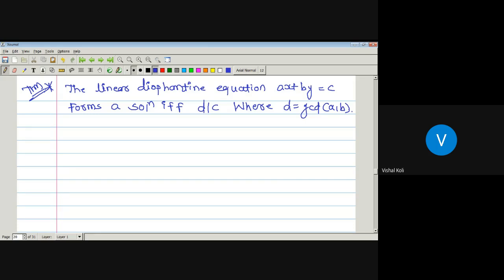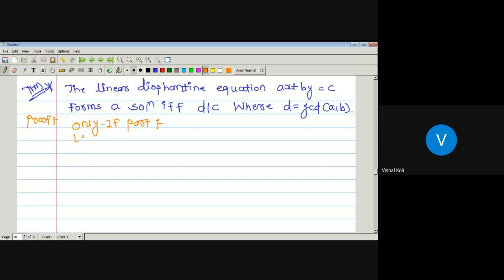It means if the linear Diophantine equation has a solution, it implies that the GCD of a and b must divide c, and whenever the GCD of a and b divides c, then the corresponding linear Diophantine equation has a solution. Okay, so the proof we have to see in two parts as it is an if and only if statement. So first the only if part. In that case we will take the linear Diophantine equation as having a solution.